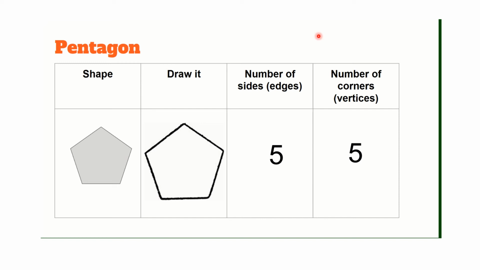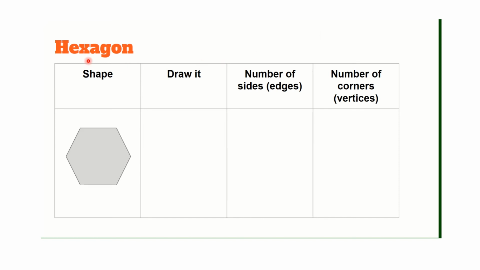Let's take a look at our next shape. Our next shape is a hexagon. This is the shape of a hexagon. This is what it should look like when you draw it out. Let's count how many sides a hexagon has. 1, 2, 3, 4, 5, 6. A hexagon has 6 sides.